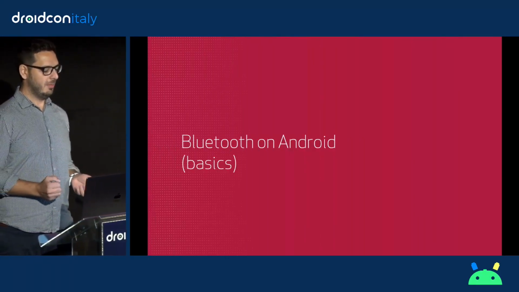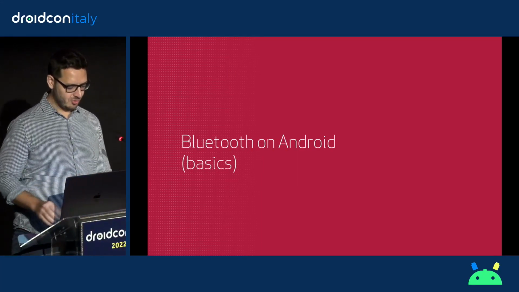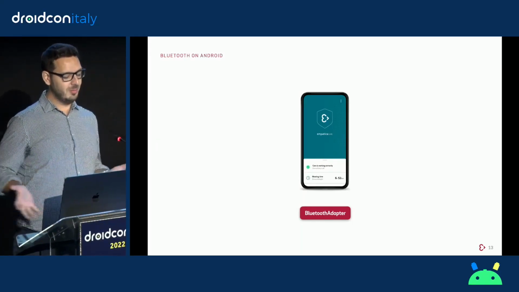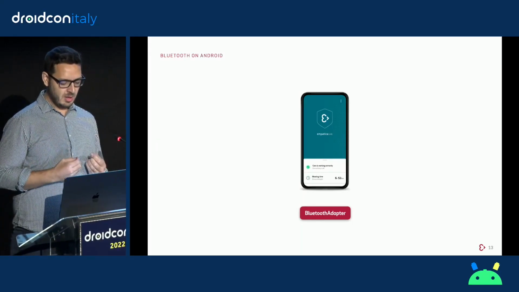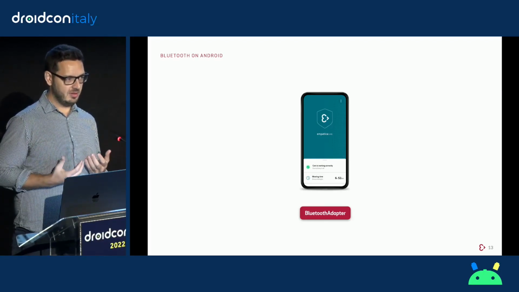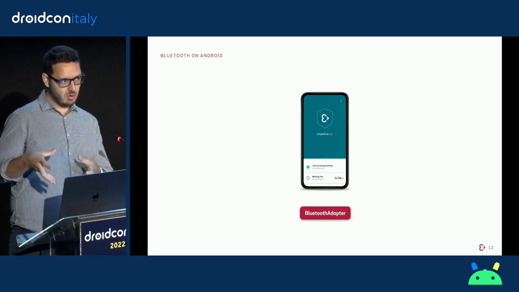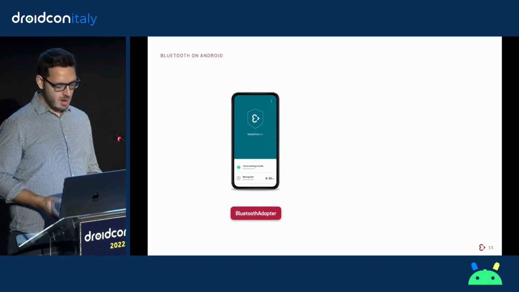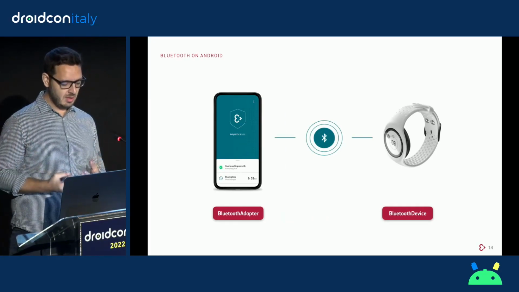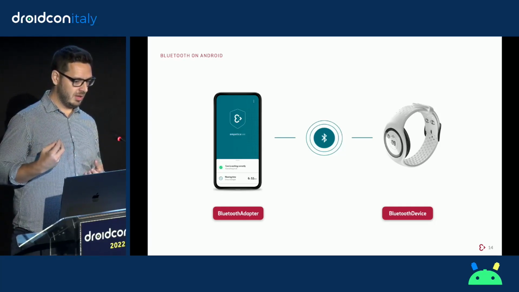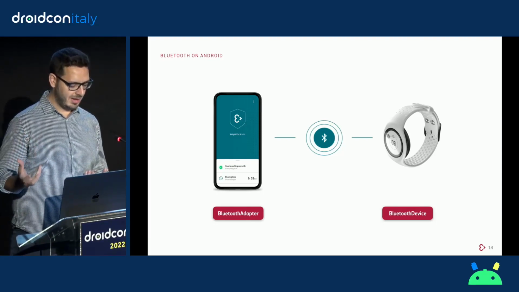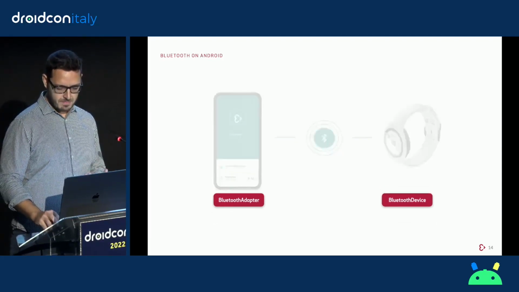Okay, but let's start talking about Bluetooth. Let me quickly introduce some basics, because maybe someone wants to start. To interact with a Bluetooth device, such as a wearable, we need to start from the Bluetooth adapter class provided by Android. The Bluetooth adapter is basically the way to access the Bluetooth radio component of the smartphone. And you can get a Bluetooth device instance, which is the representation of the remote device, and you need to use the Bluetooth device to start the connection to send or receive packets.